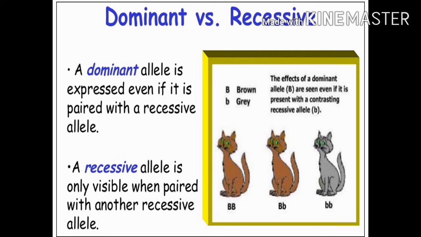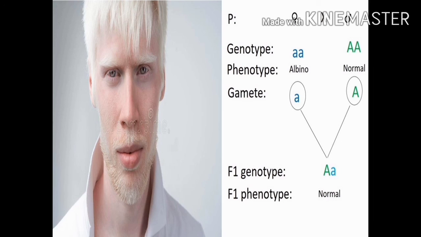The effects of a dominant allele capital B are seen even if it is present with a contrasting recessive allele, small b. The dominant alleles are represented by capital letters and recessive alleles by lowercase letters. Albinism is a recessive trait. It is produced when both alleles are recessive.